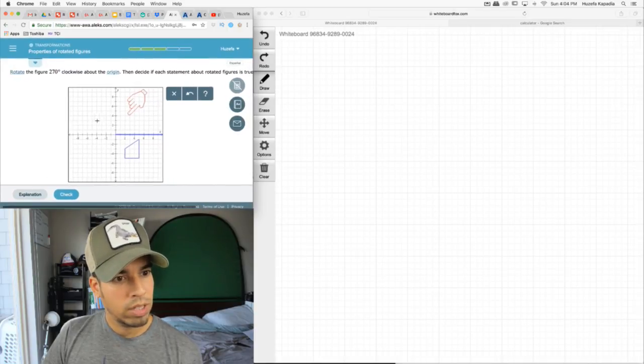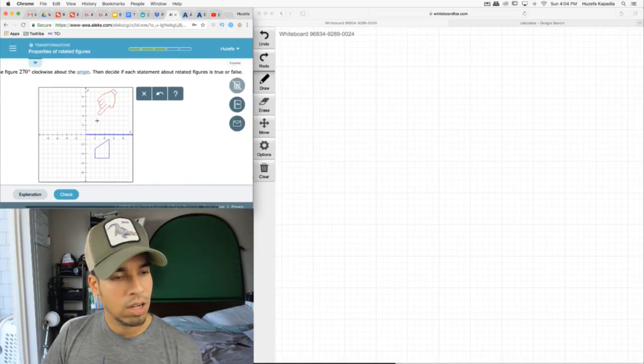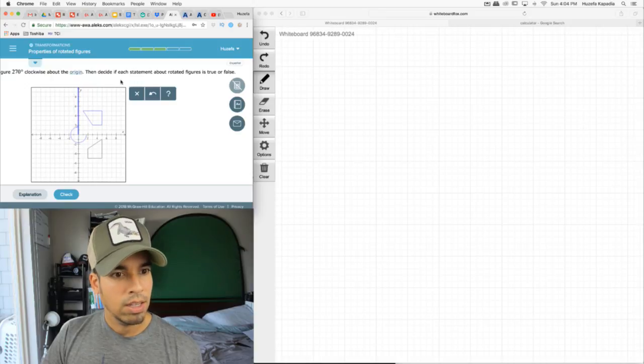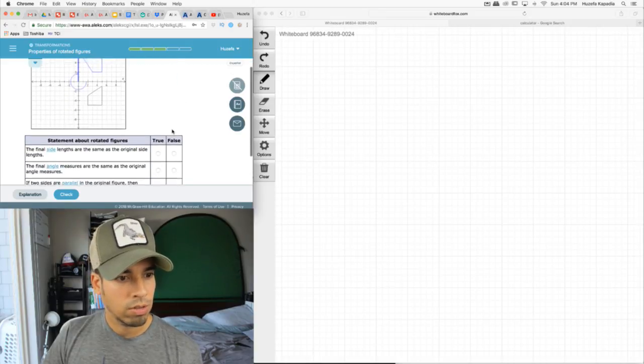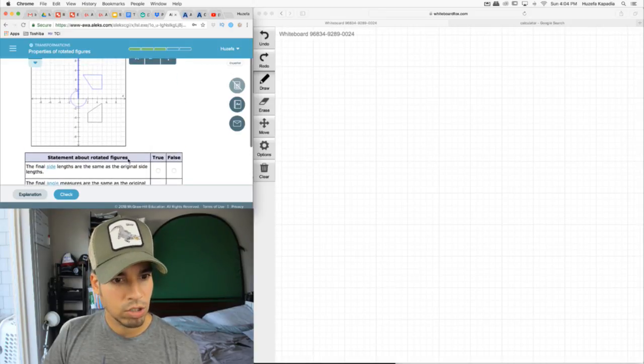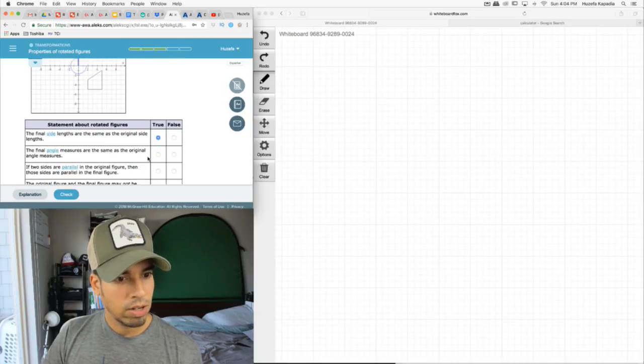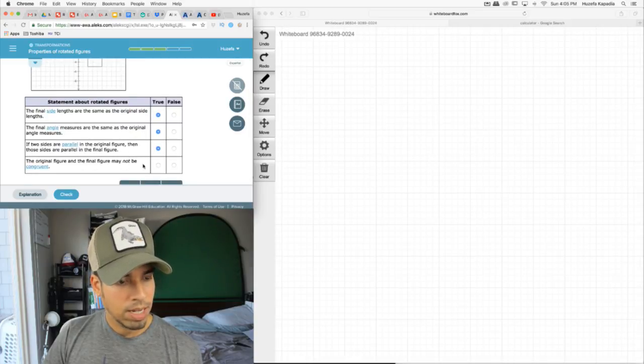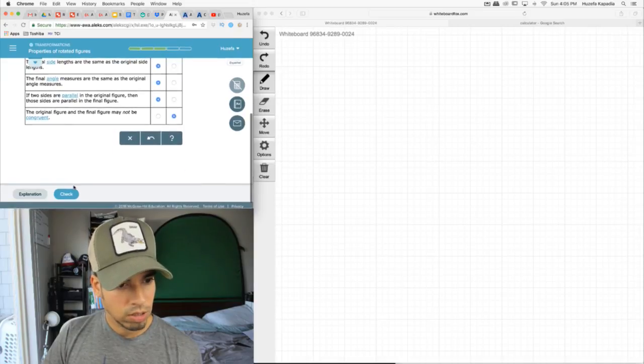All right, next, rotate the figure 270 degrees clockwise about the origin. So we're going to go clockwise. We're going to go 90, 180, and 270. Then decide if each statement is true or false. So the final side lengths are the same as the original side lengths. Yes. The final angle measures are the same. True. If two sides are parallel in the original, those sides are parallel in the final. Yes. And then they may not be congruent. False. They are congruent.